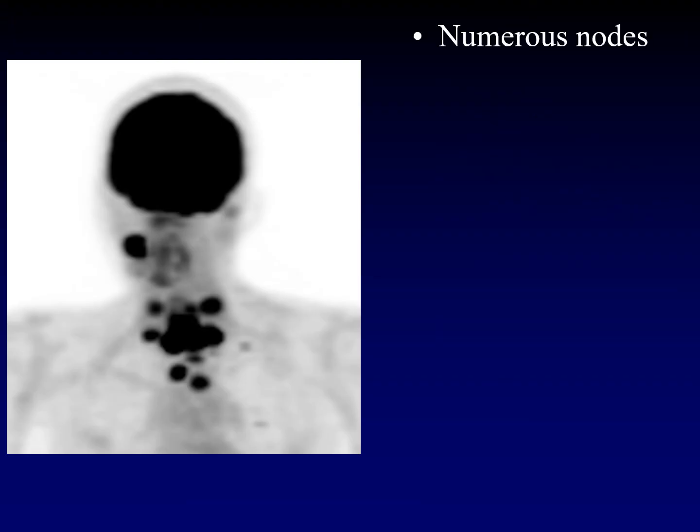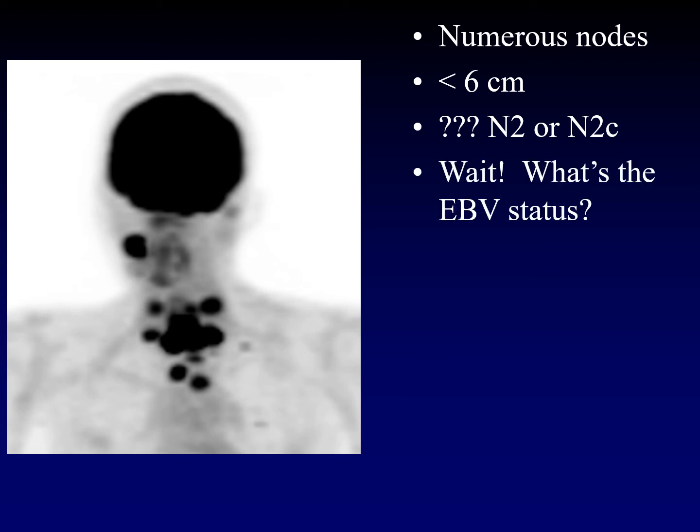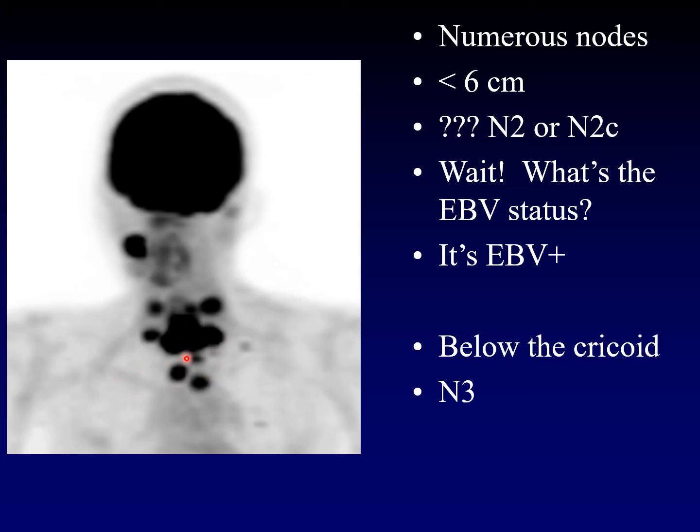Here's another example. Now we've got a lot of lymphadenopathy down in the base of the neck. There's no single node that's greater than 6 centimeters. Okay. So would you call this an N2 or maybe N2C? Wait, we don't know the EBV status. When I tell you that this disease is EBV positive, that changes everything. We know that there are nodes below the level of the cricoid, so this is N3 disease.